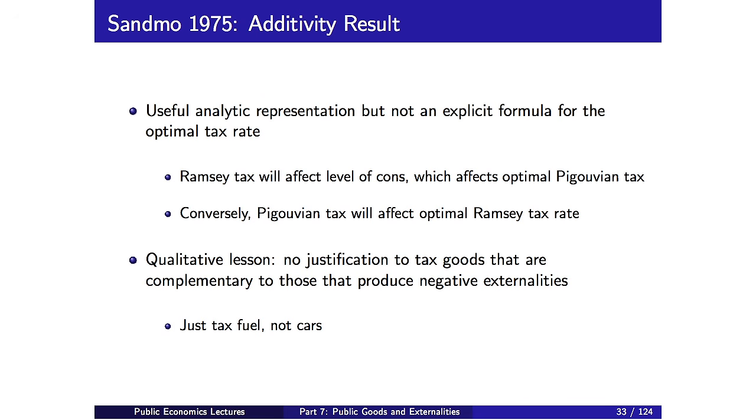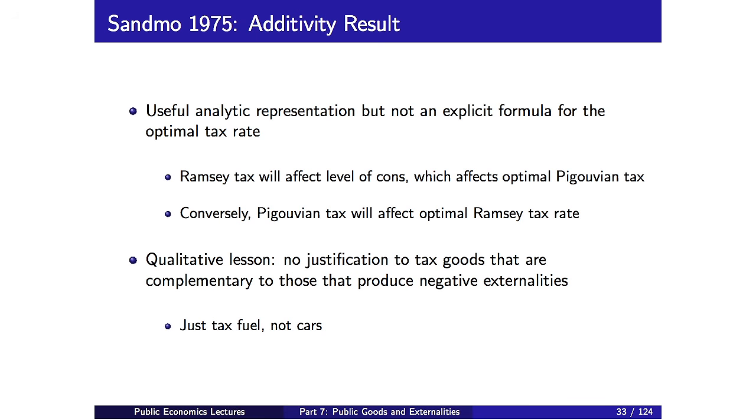I think the qualitative lesson that you get from Sandmo's analysis is that what you want to do is directly remove the externalities, basically fix the prices to get them right, to equate social marginal costs and social marginal benefits, and then raise revenue optimally. That's sort of the idea.